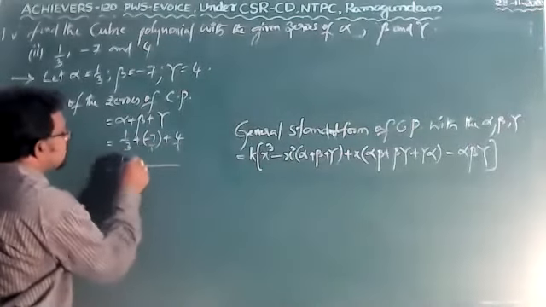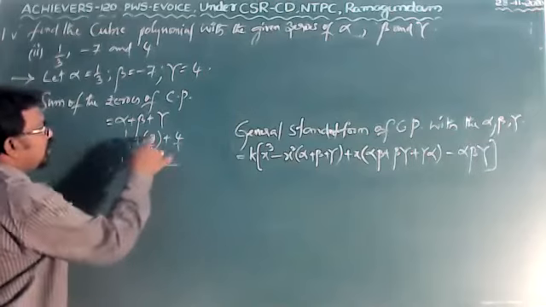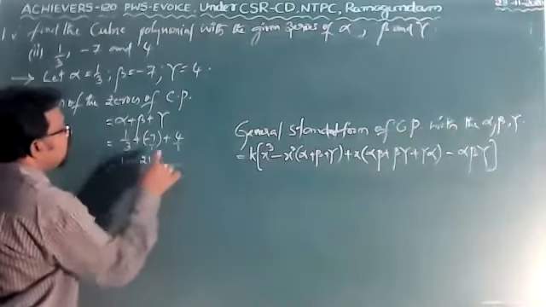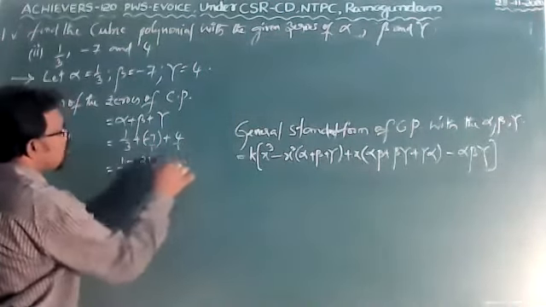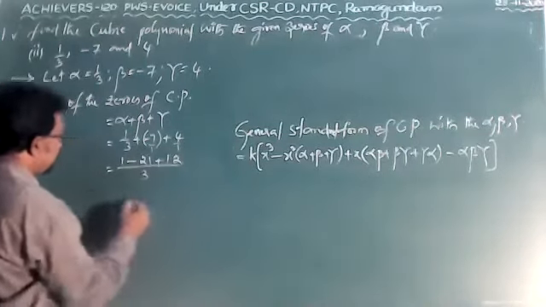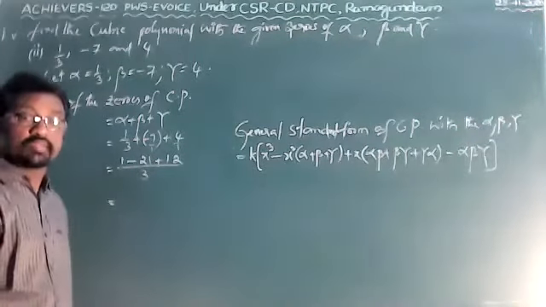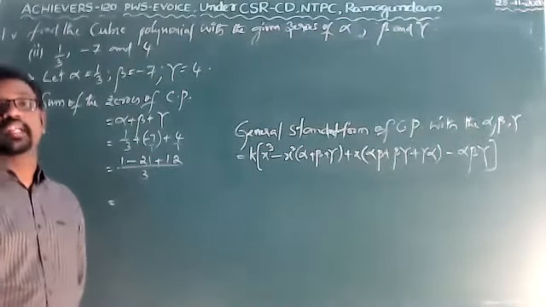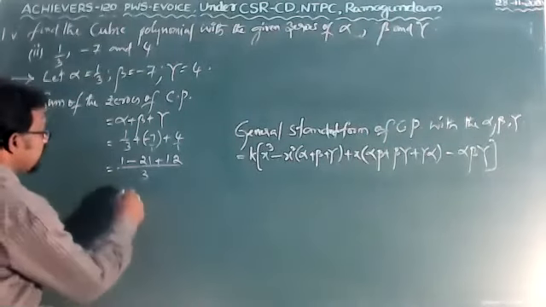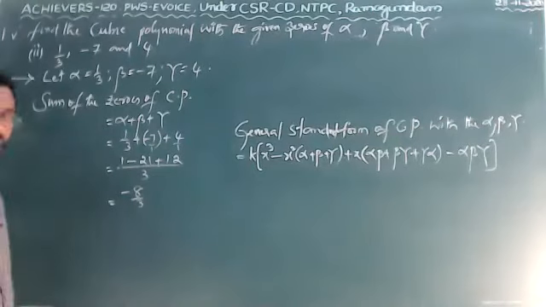Plus into minus, minus. 3 times going now here, 3 into 7, 21. Plus, here again 3 times going, 3 into 4, 12. Now, 1 plus 12, 13. 13 minus 21, minus 8. 13 minus 21, minus 8 by 3. This is the one. Okay, children.